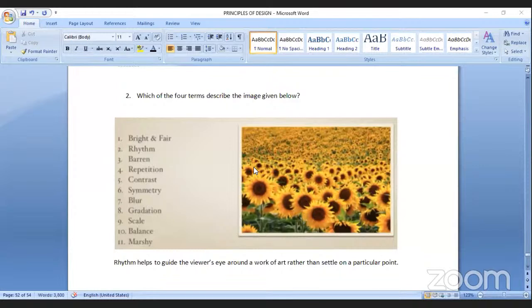Balance? No, even I don't see balance much here. Is it marshy? No, ma'am.